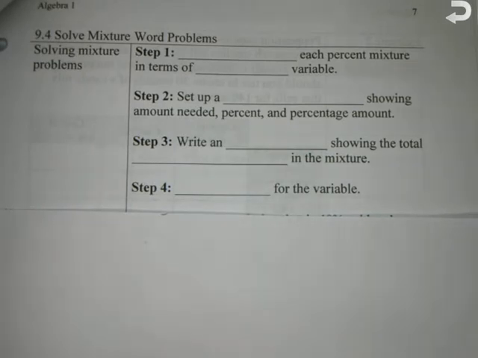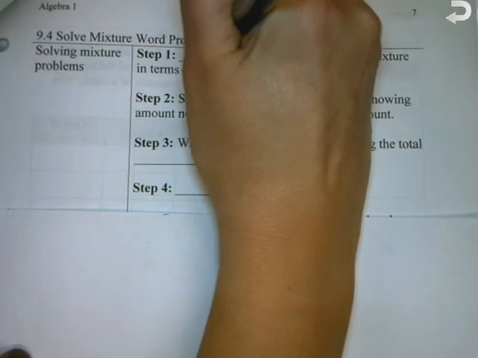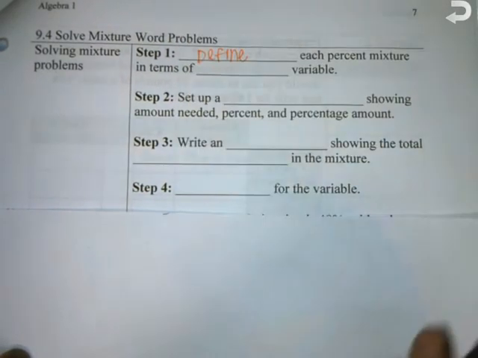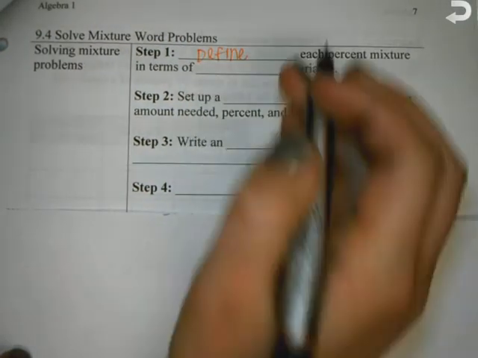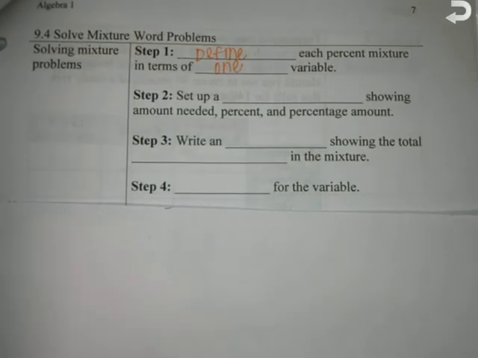Okay, so let's write down our steps first. Step 1, we want to define each percent mixture in terms of one variable. So we should only have one variable here. And we're always going to make this, pretty much always going to make the same part of our chart the variable. Okay, and I'll show you in a second.